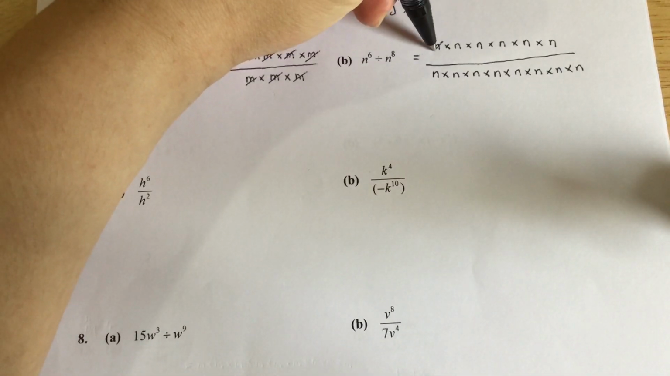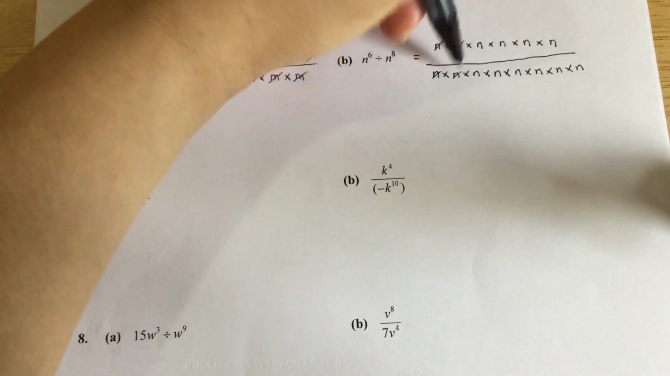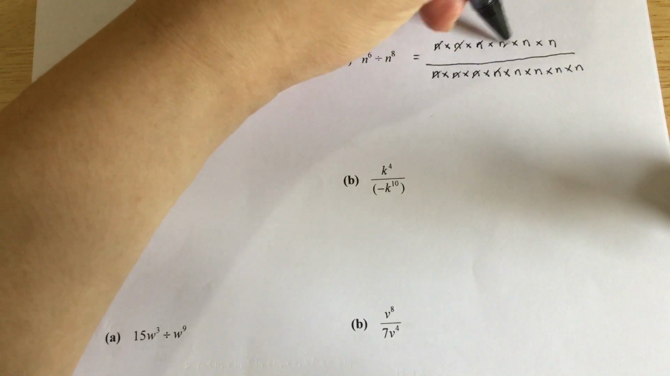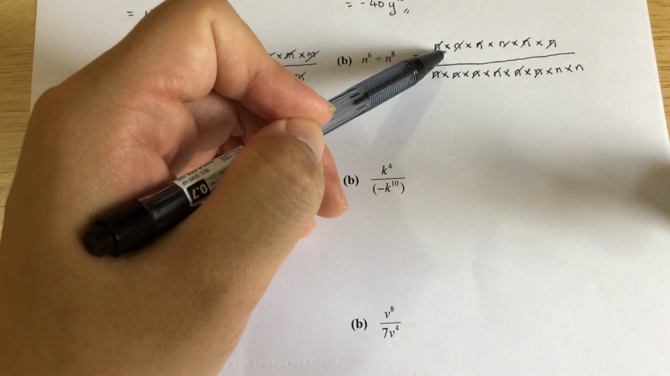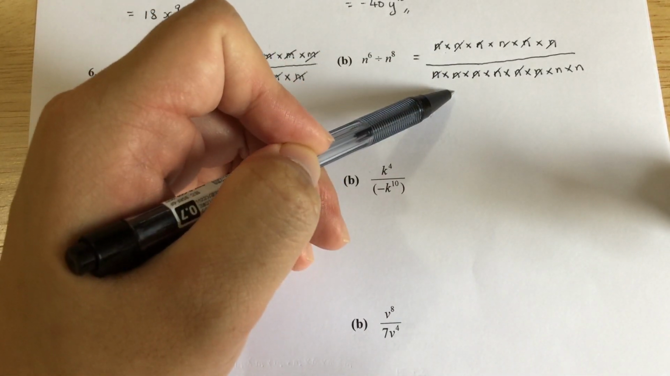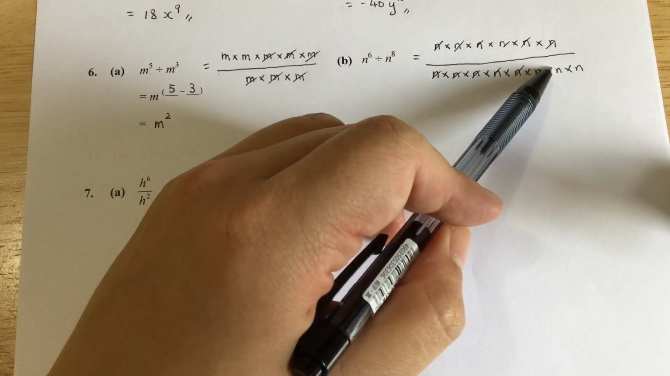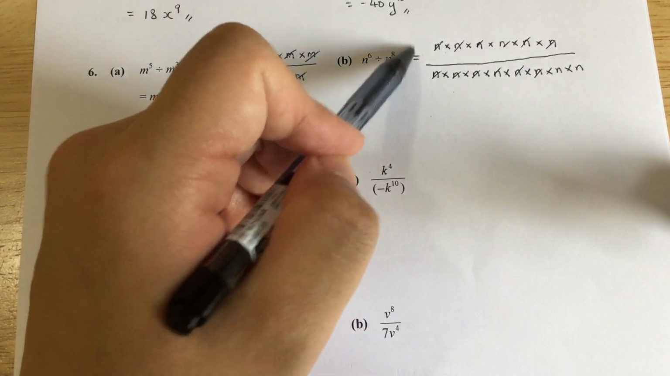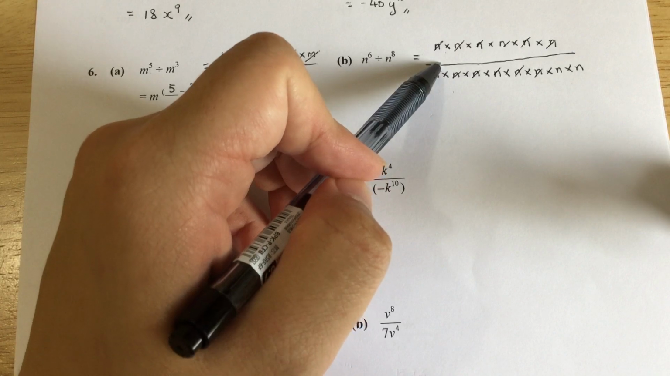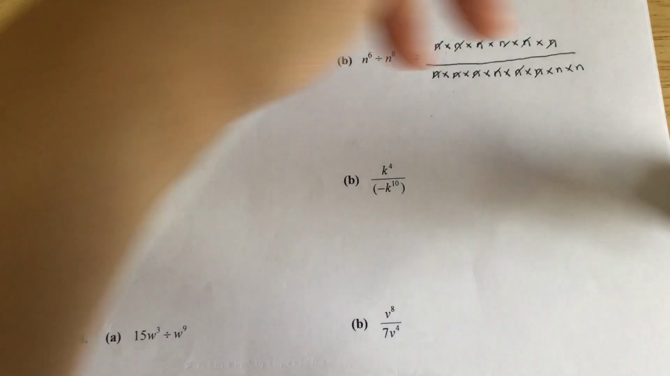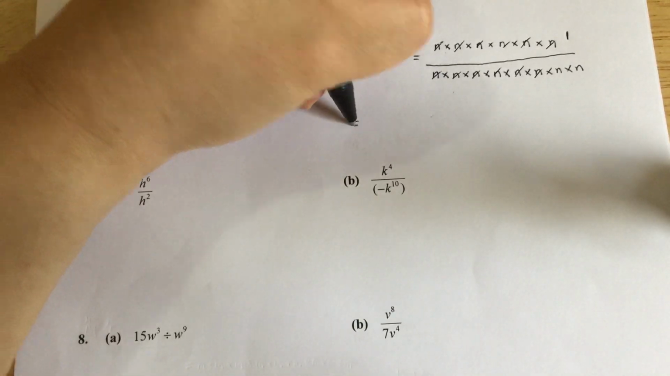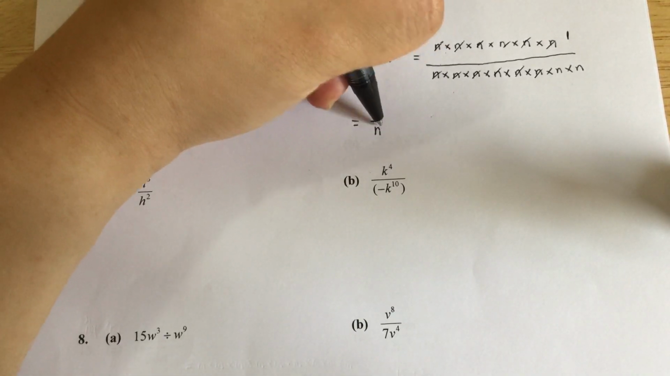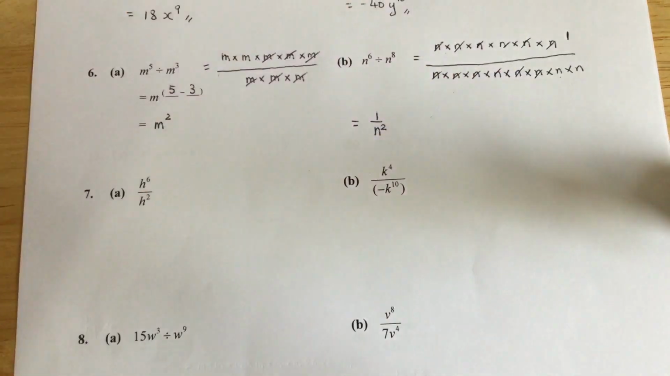So why don't we cancel it first? We cancel 6 n's on the top and 6 n's at the bottom. So we have 2 n's left at the bottom. After you cancel it all, you only have 1 left on top. So the answer for this one is 1 over n squared because we have n squared here.